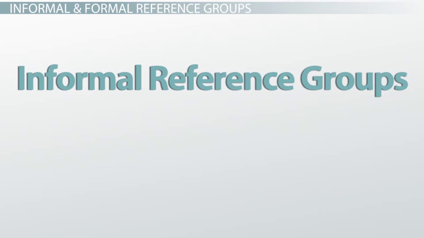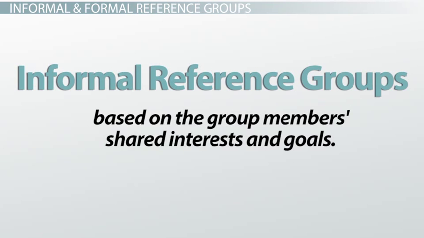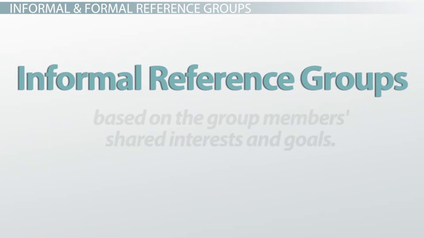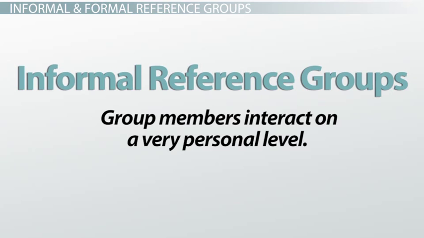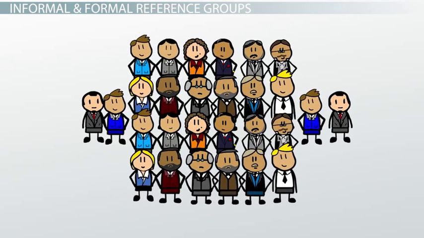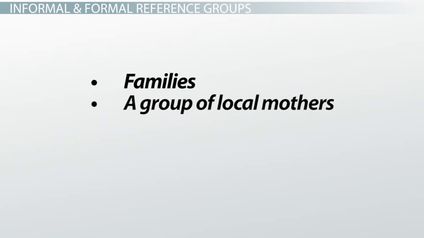Most reference groups are informal reference groups, which means that they are based on the group members' shared interests and goals. Informal groups are not structured with a specific goal in mind. Group members interact on a very personal level. Examples of informal reference groups include families, a group of local mothers, and peer groups.